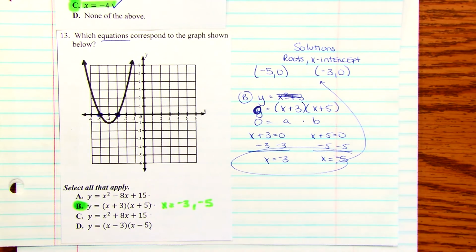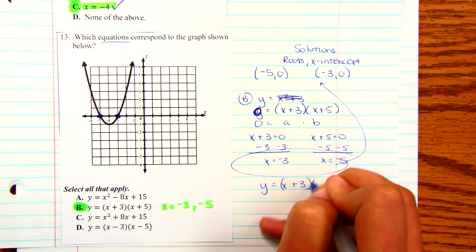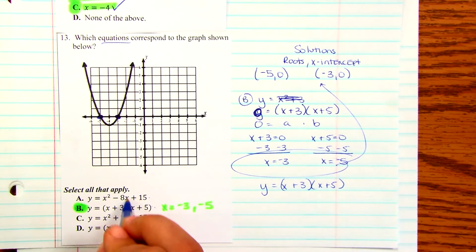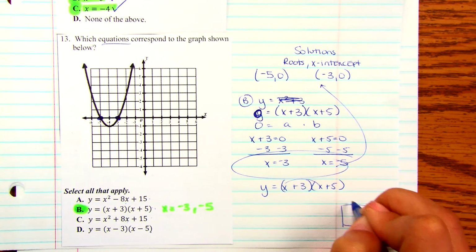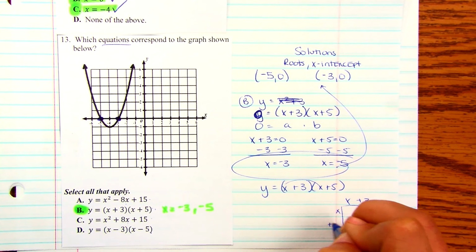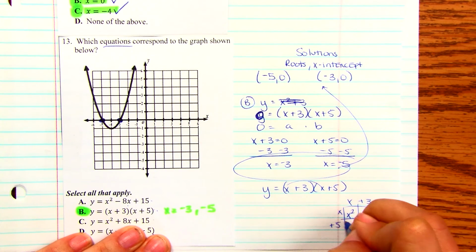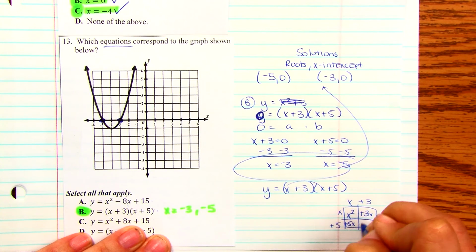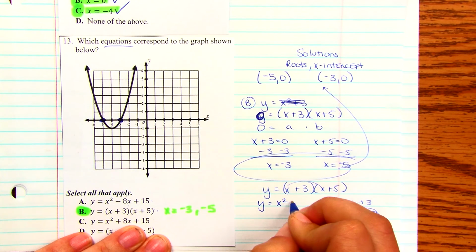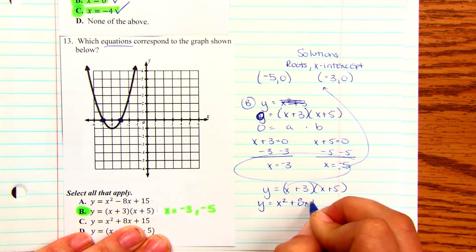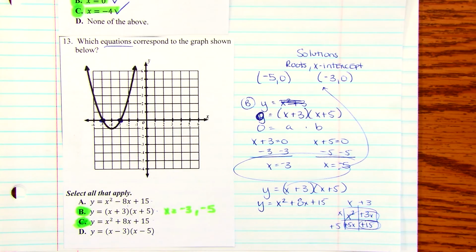And so what I really need to do now is I need to multiply these things together to see which of these it is. So I could multiply using the box method, x plus 3, x plus 5. So you get x squared plus 5x plus 3x plus 15. So x squared plus 8x plus 15. So these two equations are actually the same exact equation, and they are the answer to this problem.